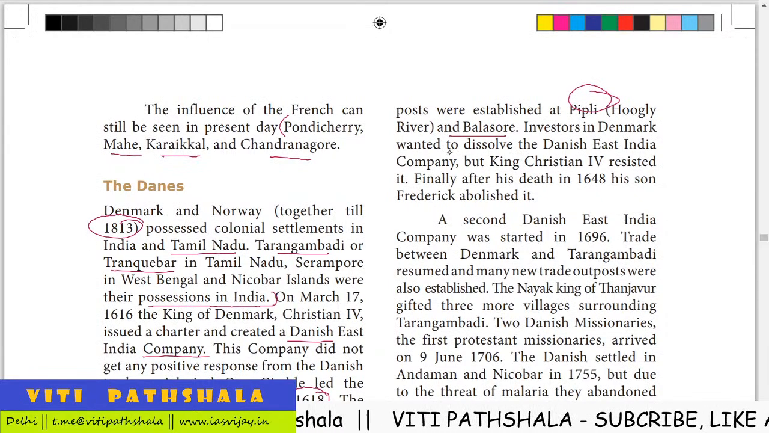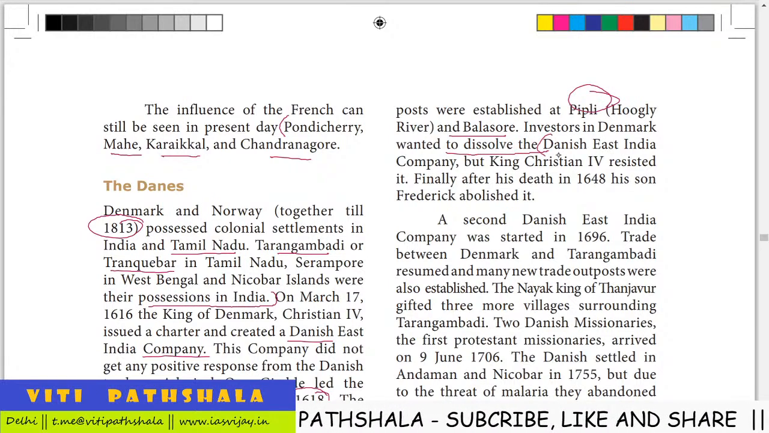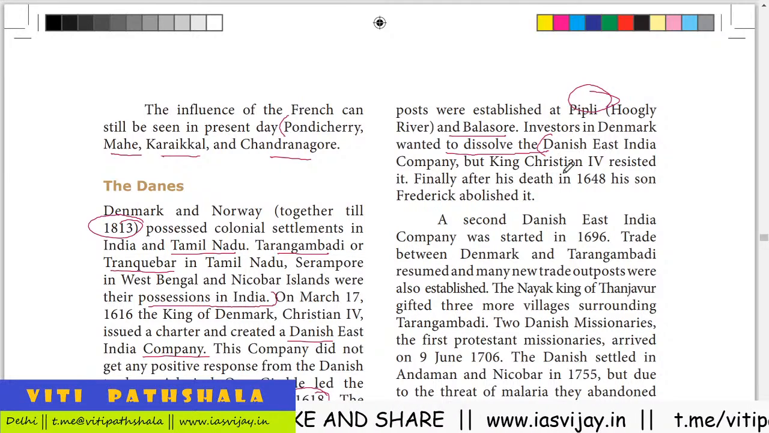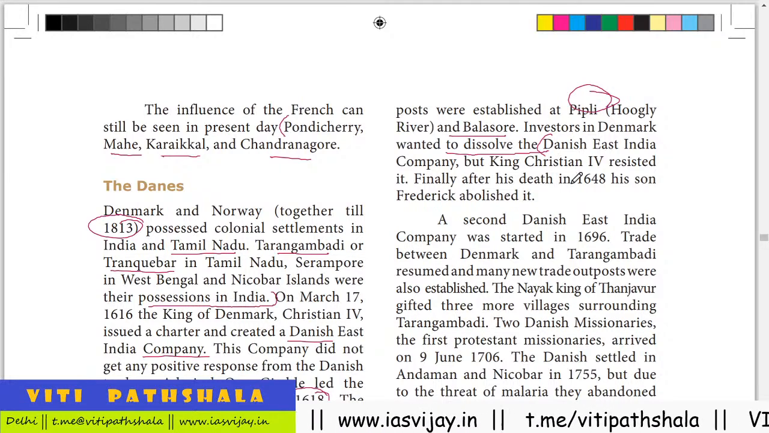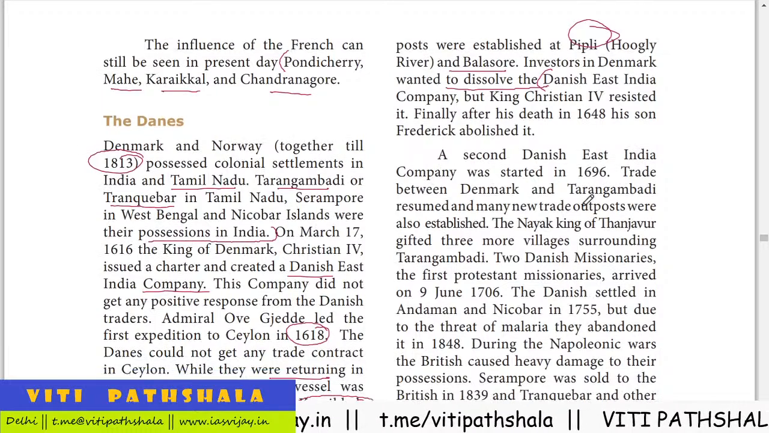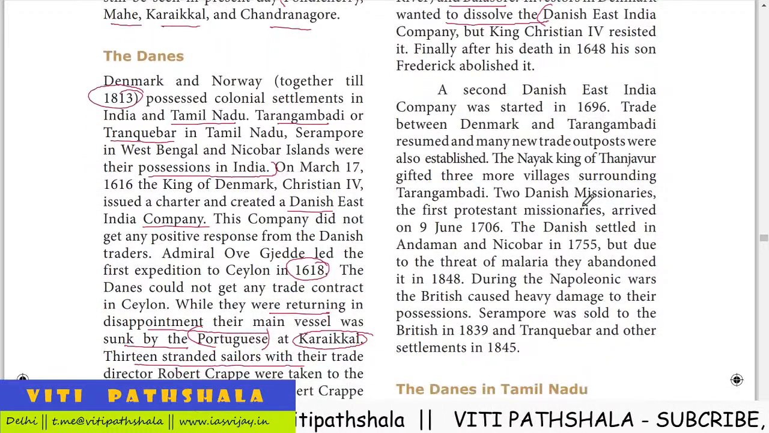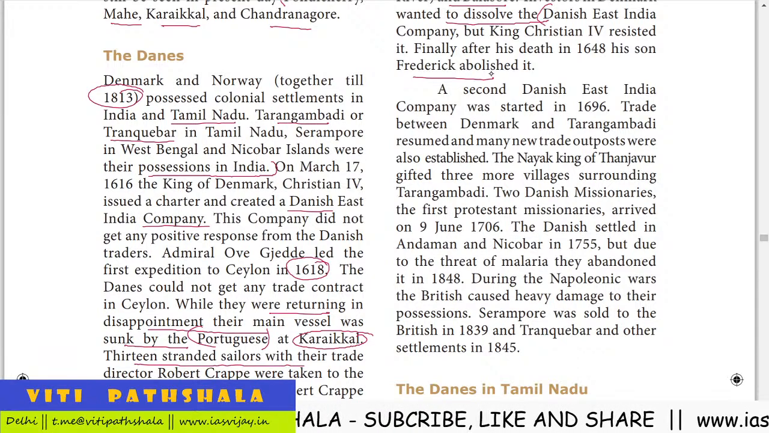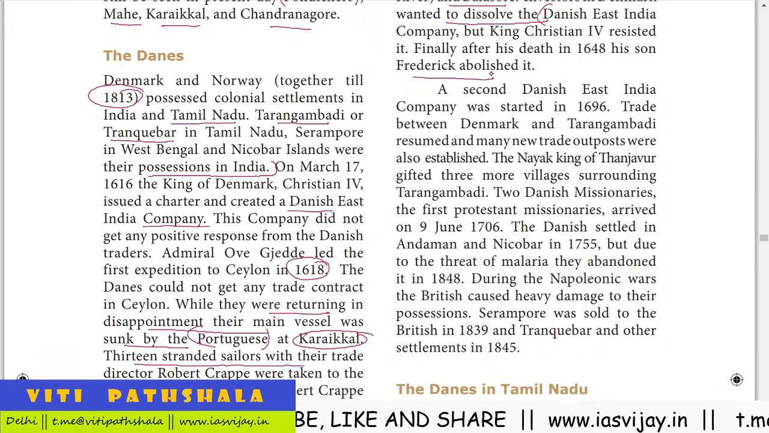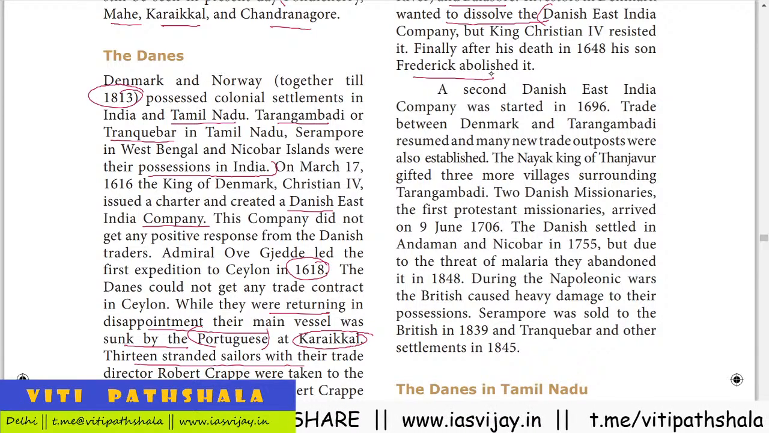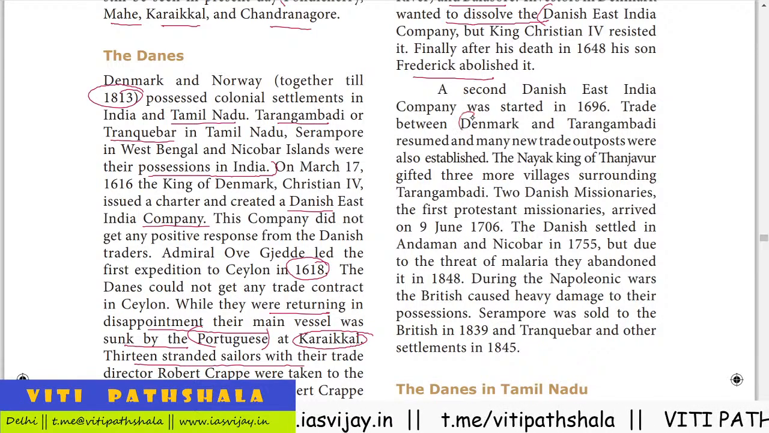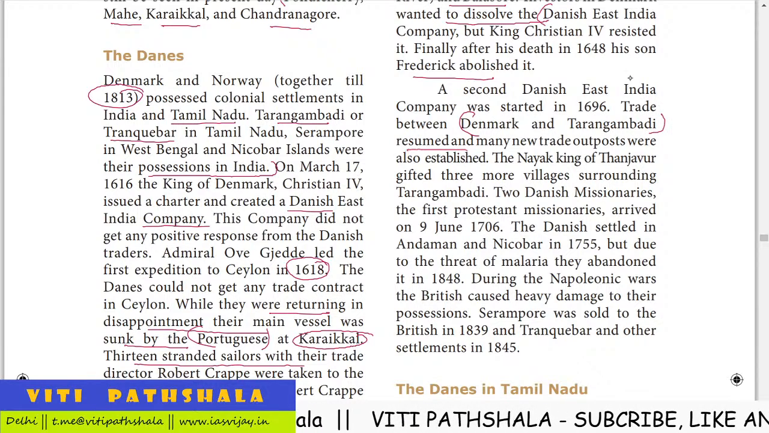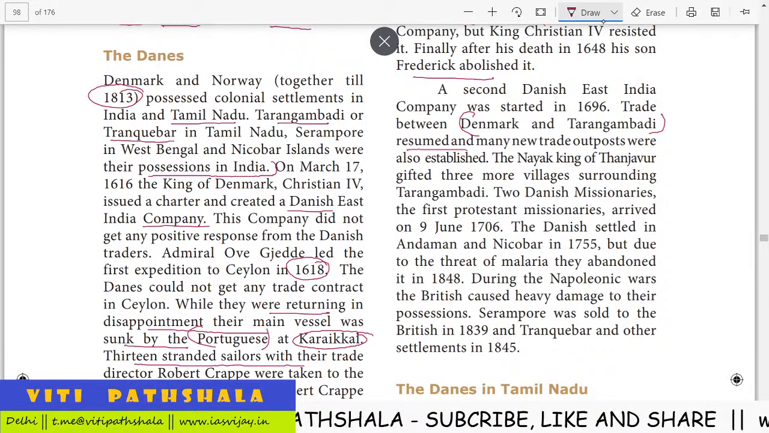Investors in Denmark wanted to dissolve the Danish East India Company, but King Christian IV resisted it. Finally, after his death in 1648, his son Frederick abolished it. The second Danish East India Company was started in 1696. The trade between Denmark and Tranquebar resumed and many new trade outposts were established.